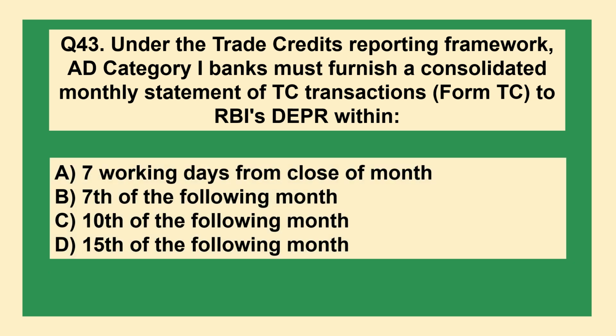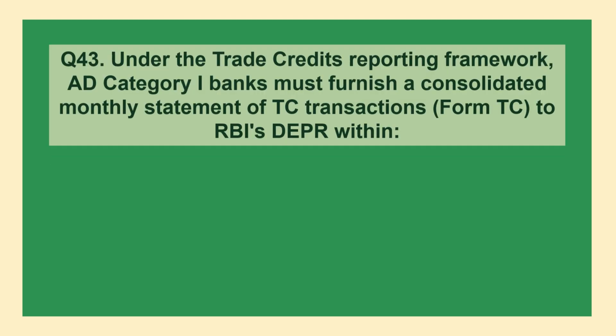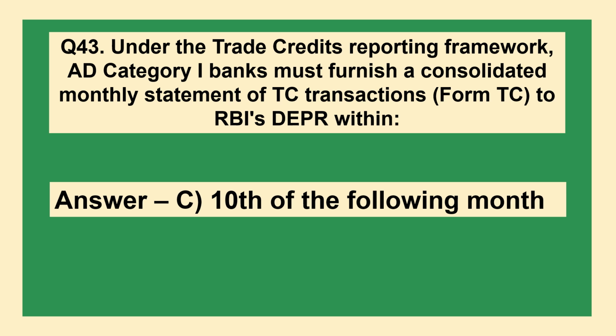Under the Trade Credits Reporting Framework, AD Category 1 banks must furnish a consolidated monthly statement of TC transactions, Form TC, to RBI's DEPR within A. 7 working days from close of month, B. 7th of the following month, C. 10th of the following month, D. 15th of the following month. The answer is option C. 10th of the following month.